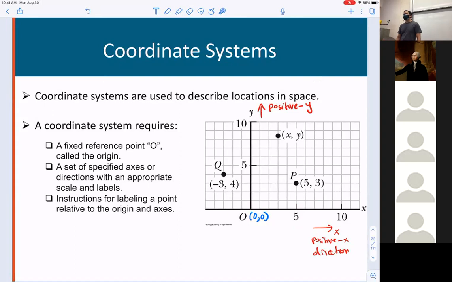Any questions on that? On the other hand, I will say that this to the left is the negative x direction. Because if you walk along the negative x direction, then your x tick marks will decrease in value.